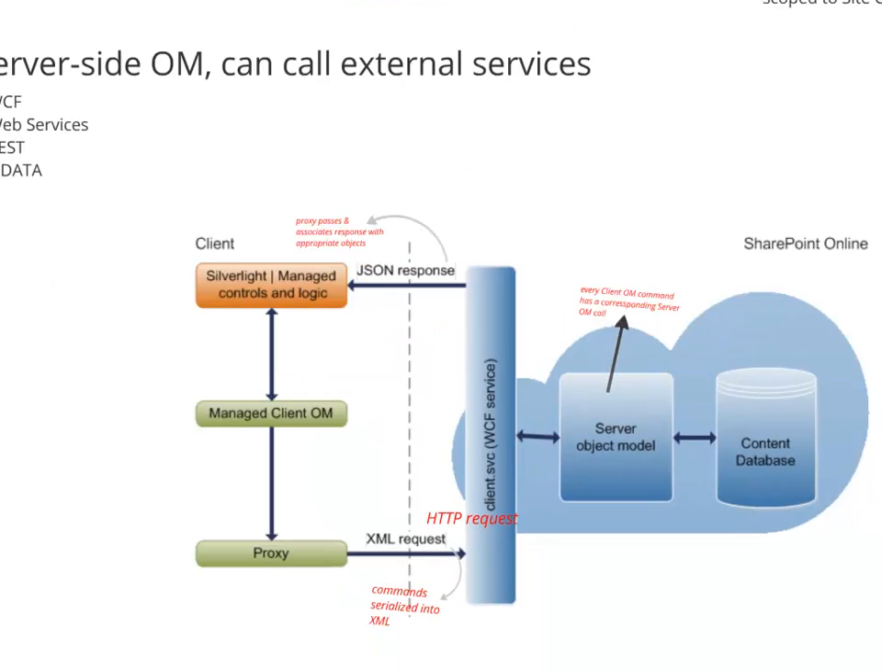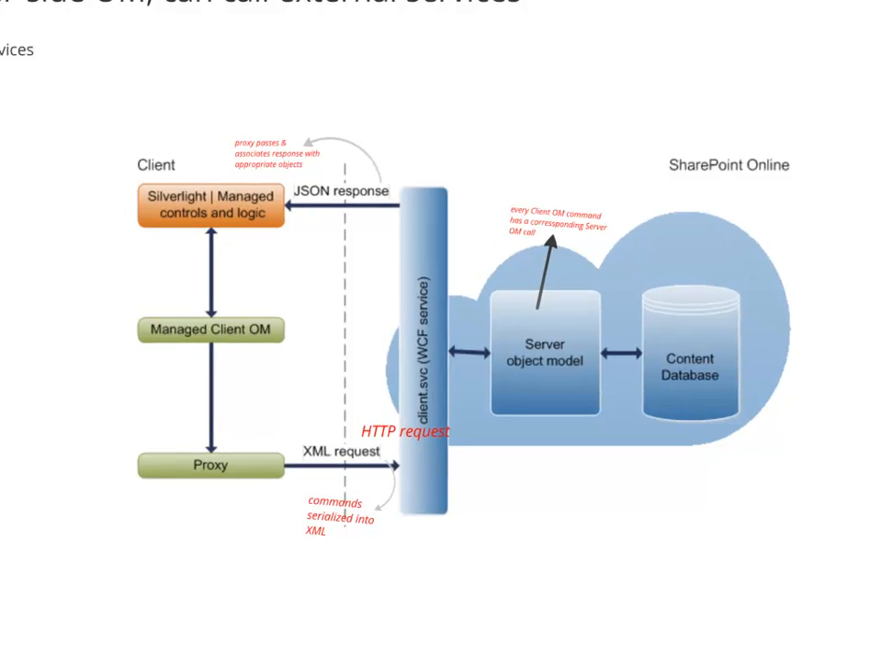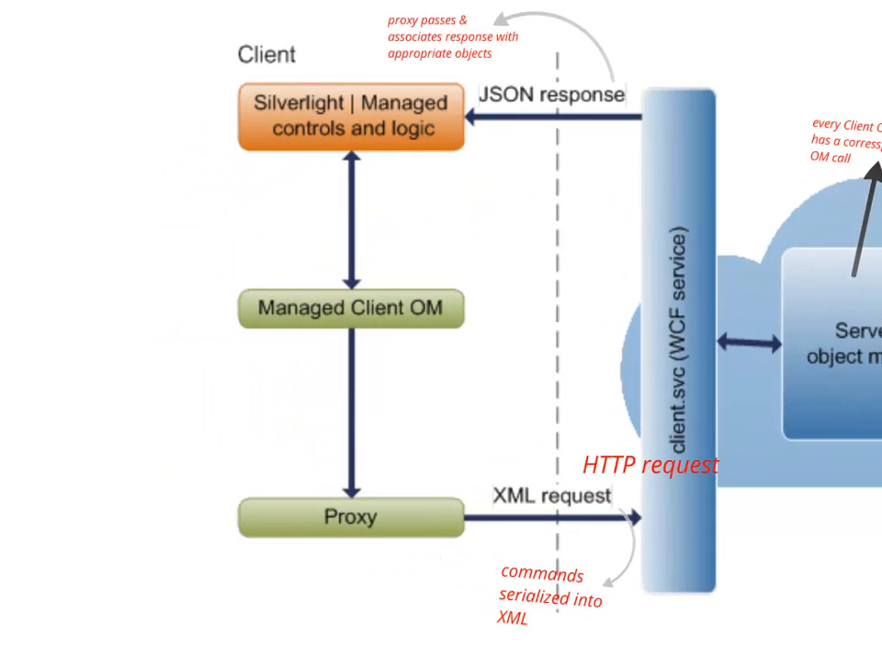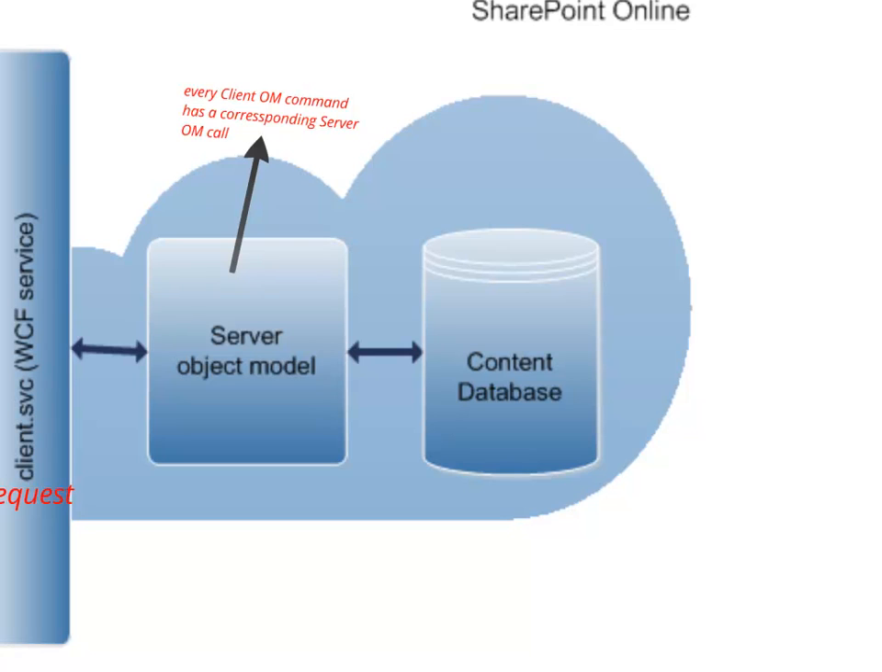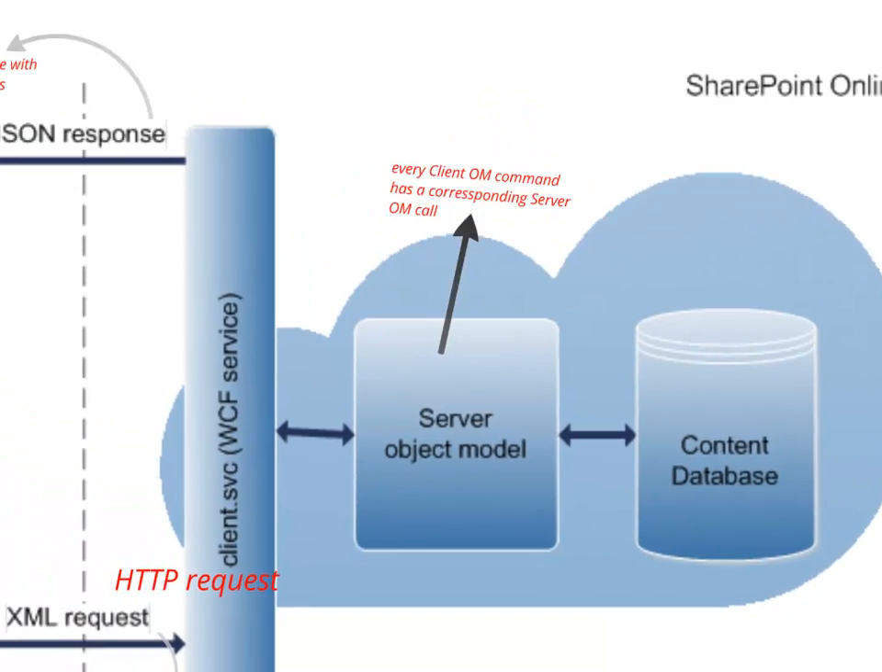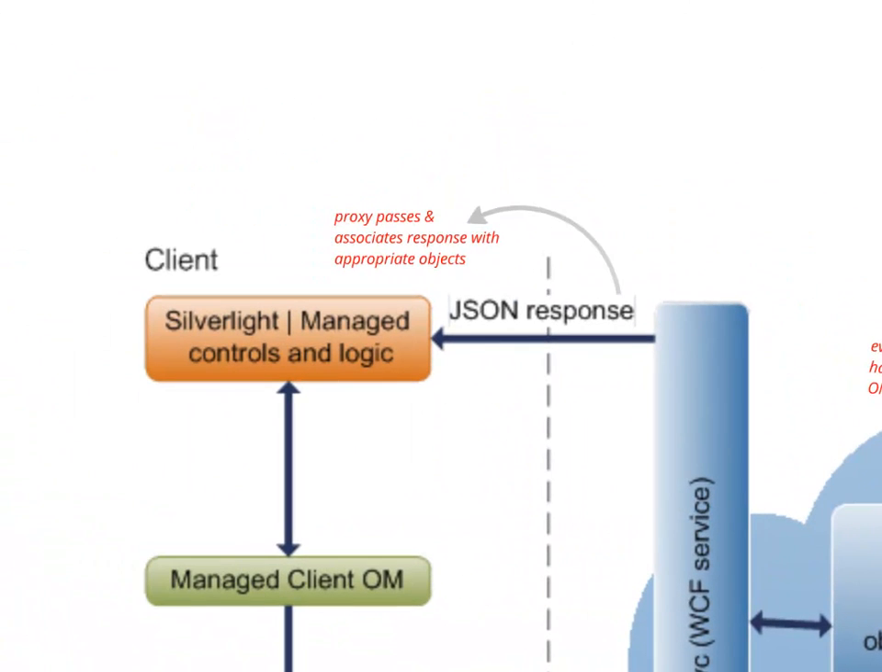Whichever client object model you use, they all work in a similar fashion. Here we're showing a logical model of a Silverlight or a managed custom application that's calling a managed client object model. This object model calls a proxy class that serializes the commands into XML and sends an XML request via HTTP to the server side, where every client object model command has a corresponding server object model call. Once called, the server object model call returns a JSON response, which the client proxy class then associates with appropriate objects within the custom application.